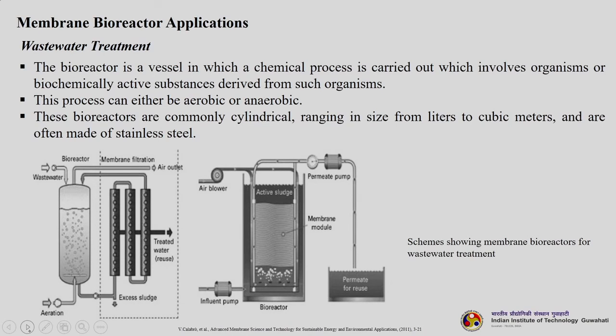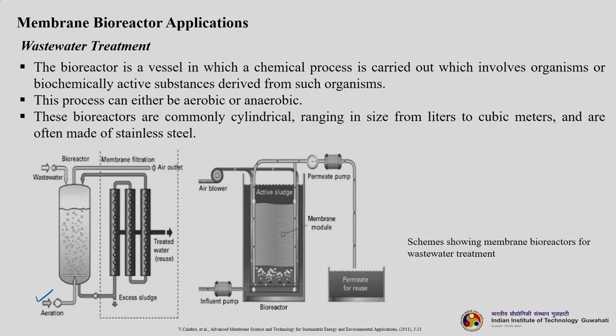Okay. So, this is an aeration system, filtration system you can see here. And membrane filtration, in terms of tubular systems you can have, or different types of membrane contactors can be used, HFMC can be used, plate and frame type also can be used. The process can be aerobic or anaerobic, it does not matter, both can be fine for membrane bioreactors. They are commonly cylindrical, ranging in size from liters to cubic meters, and are often made of stainless steel.